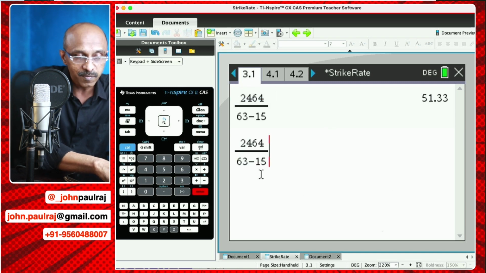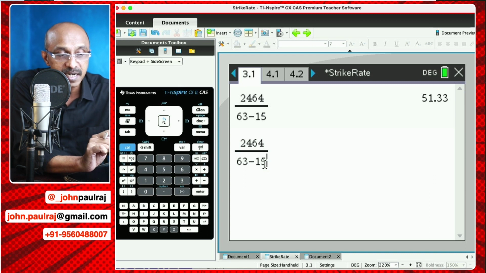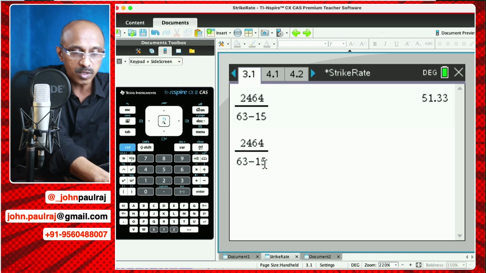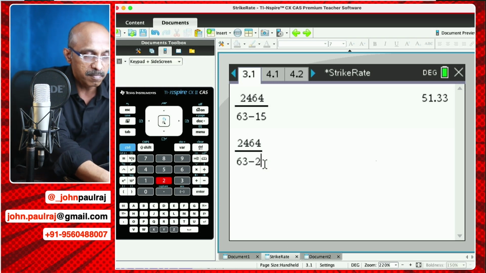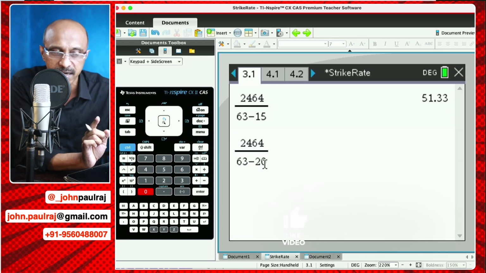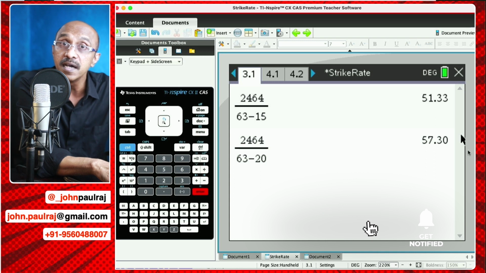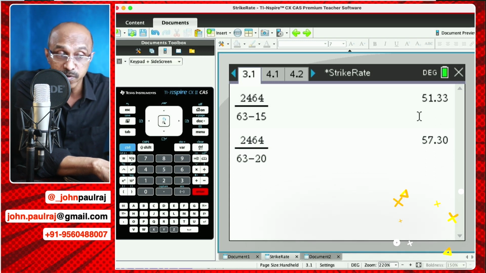Let's say Mohammad Rizwan, we're going to fudge this statistic. This is not true, but this is just to make a point. Let's say he remained not out 20 times. So that means he got out how many times? 63 minus 20, that's going to be 43 times he got out, right? So let's see this. This is fudged, but just to make a point, all right? Just watch the statistic, the batting average, as it's called. 57. Isn't it great? It's an improvement.